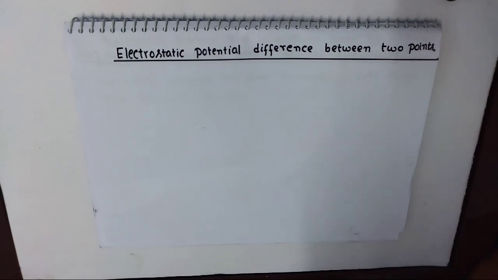The topic that we will be discussing today is electrostatic potential difference between 2 points. So first of all, let us go to the definition of this electrostatic potential difference. Electrostatic potential difference between 2 points is the amount of work done per unit positive test charge by an external agent in moving it without acceleration from one point to another against the electrostatic field along any path.